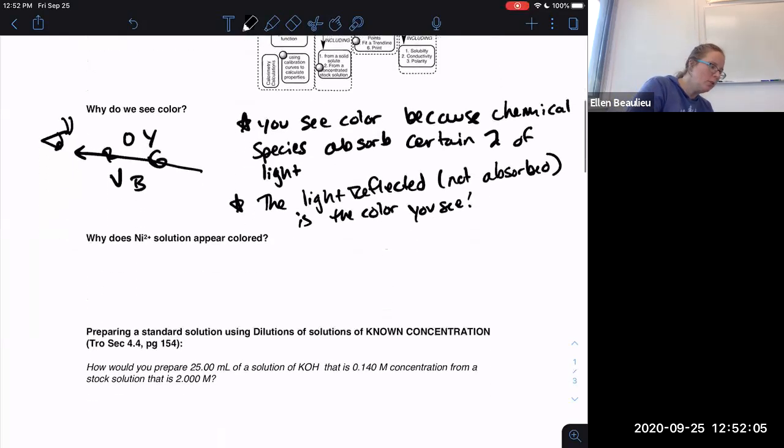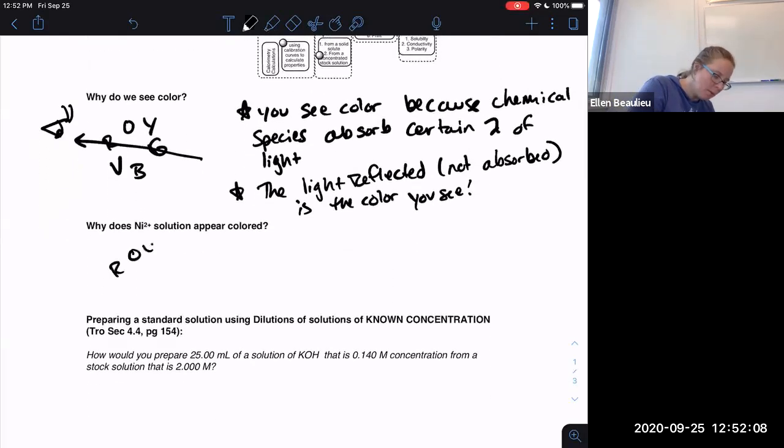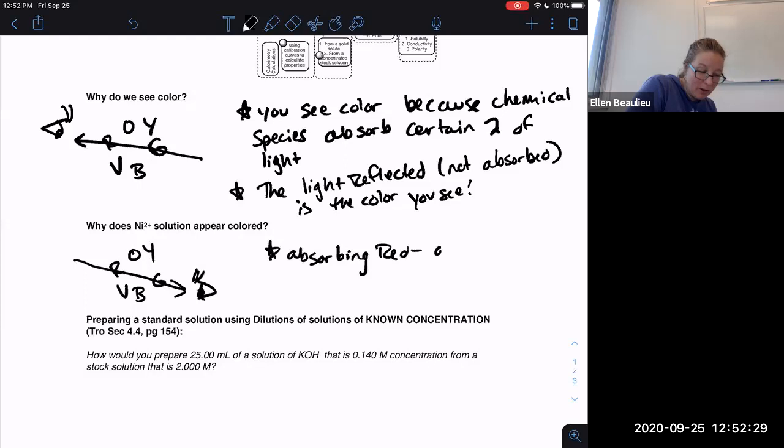So why does your nickel 2 solution appear to be green? What you see is green, so nickel 2 solutions are absorbing red-orange light. We're going to use that absorbance property to determine some things about your unknown nickel solution.